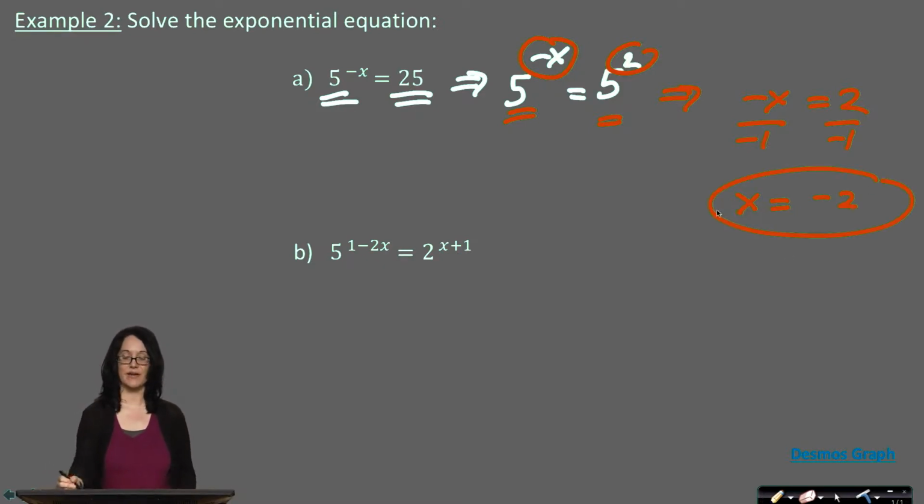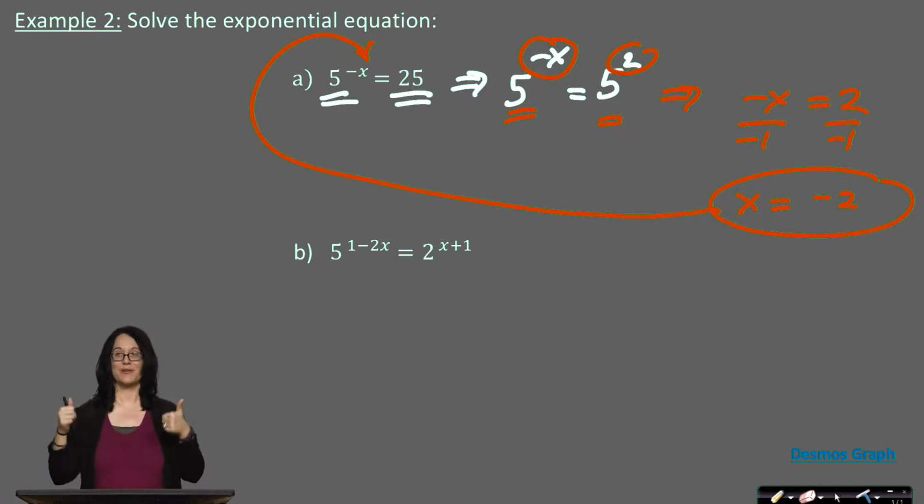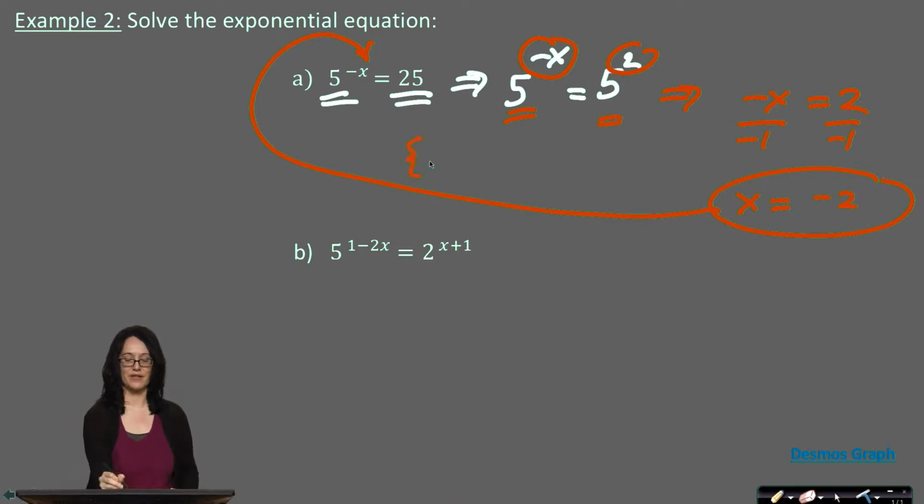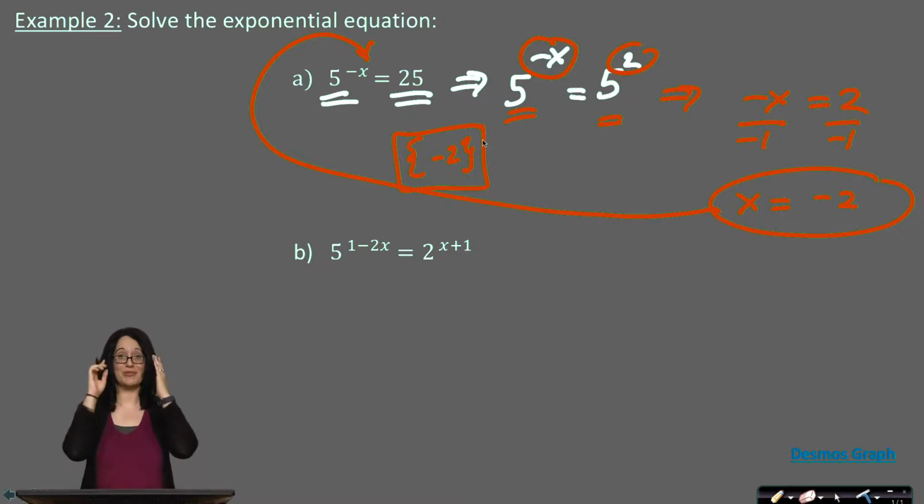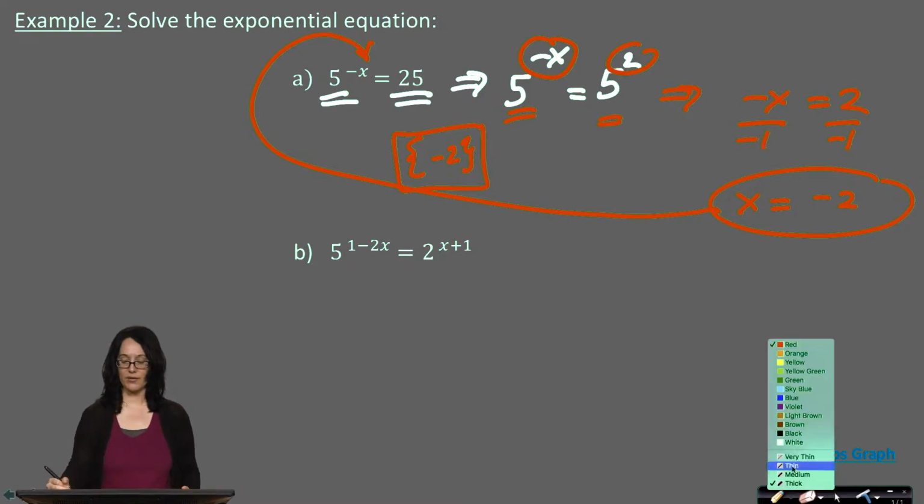Does that make sense if I check back to my original? If I take 5 to the opposite of negative 2, that's really 5 to the 2, which is 25. So I know with confidence that the answer is negative 2. That's the easiest type of exponential equation you could ever solve. Most of the time you have to isolate first, so make sure you practice like we did in the last slide. Now B is a lot harder, isn't it?